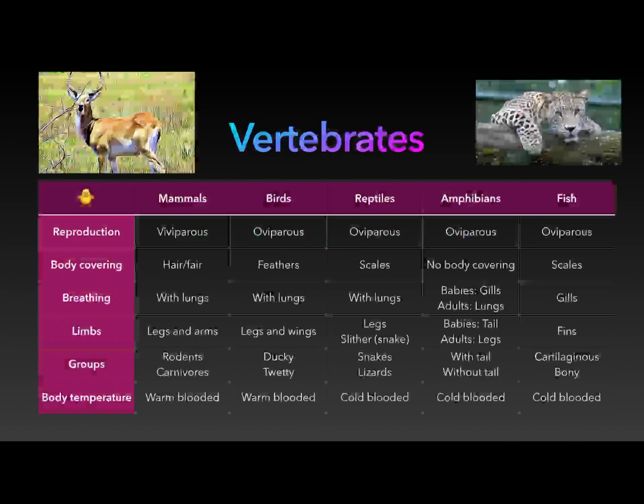Birds are oviparous, and their body covering is feathers. They breathe with lungs. They have legs and wings. 2 groups are jackiebird and tweetybird, and they are warm-blooded.